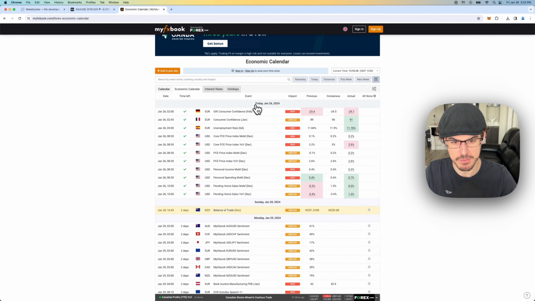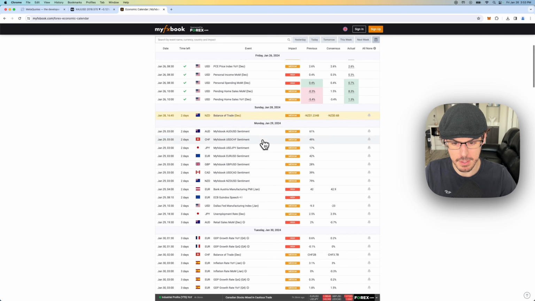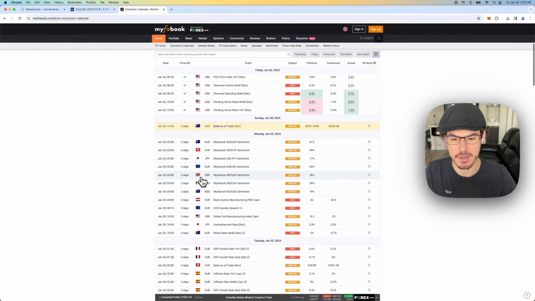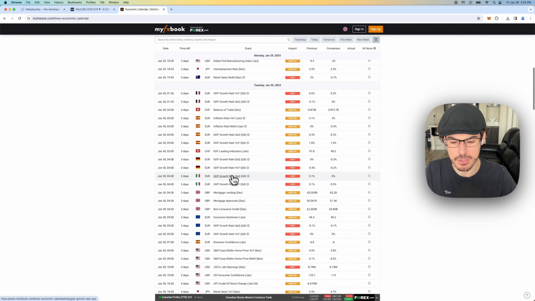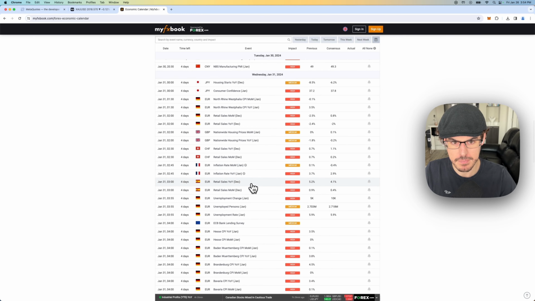So for example, today is Friday, January 26th. All these events already happened. This was the US during the New York session today. But for example, next week, coming up Sunday and Monday, we already have all the events in here. So why is this app important? It is important because I know for sure next week, for example, what do we have?